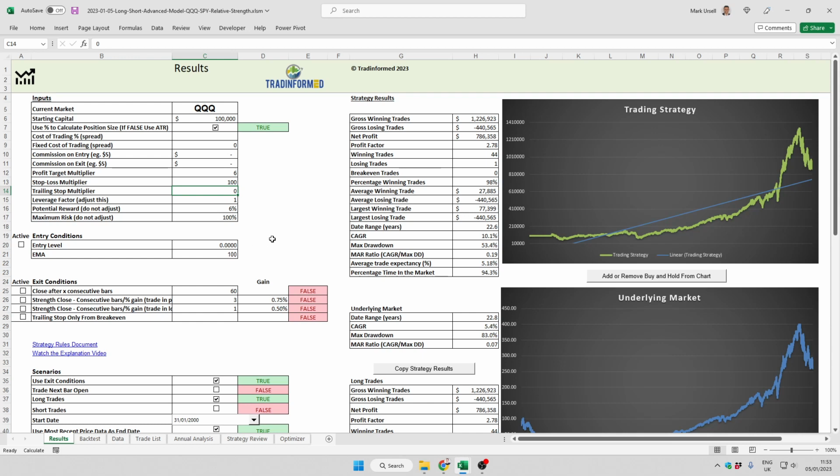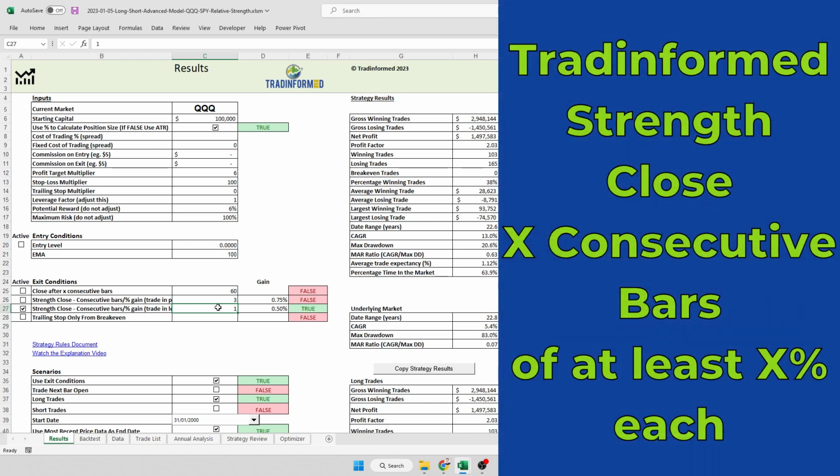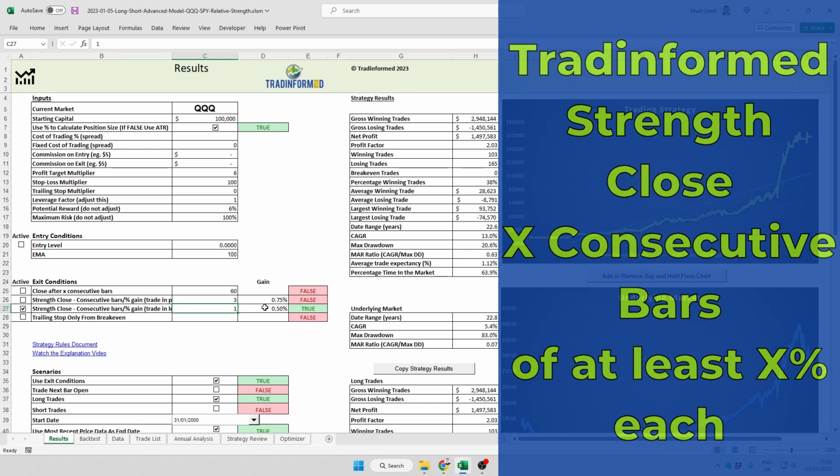Now what I'm going to use instead of the stop loss is the TradingForm strength close, and I can put that on just by checking a box here, and I've set it to a value of 1 and 0.5%. What this means is that anytime the market moves by just one consecutive bar, one bar of at least 0.5% gain, that means a gain in the direction of the trade, then we exit that trade.